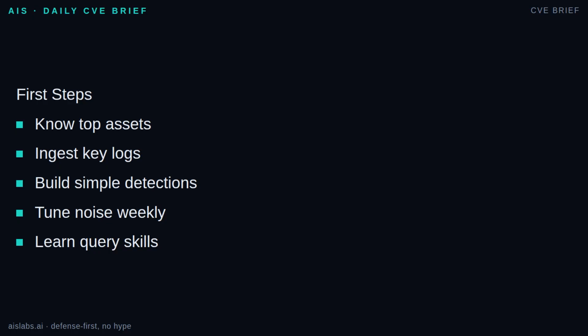For a team, do not connect everything on day one. Start with high-value sources: identity, endpoint, firewall, VPN or remote access, cloud control plane, and critical servers. Build a small set of detections tied to real risks. Review alert quality every week. Remove duplicates. Add context. Document playbooks so analysts know what to check, who to notify, and how to close the loop.